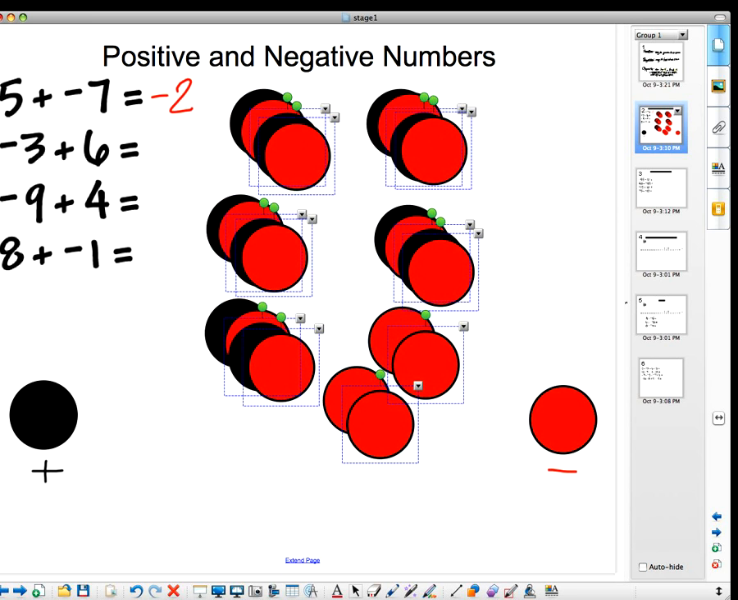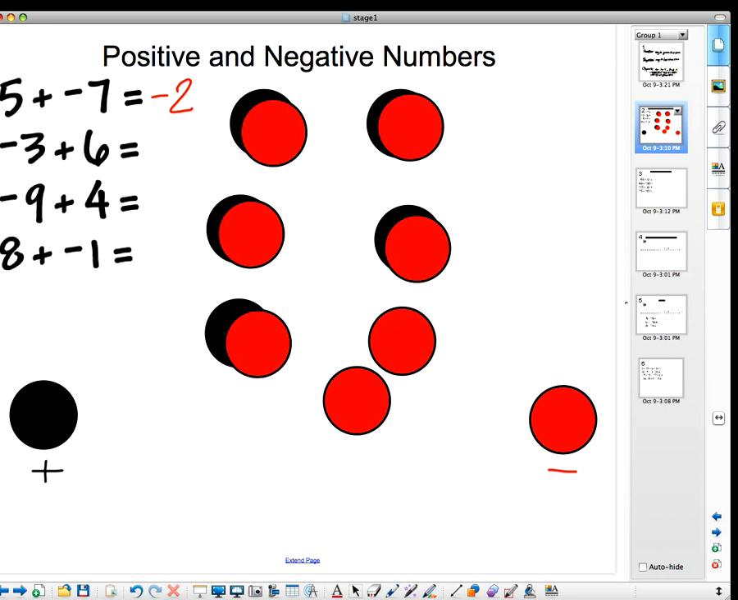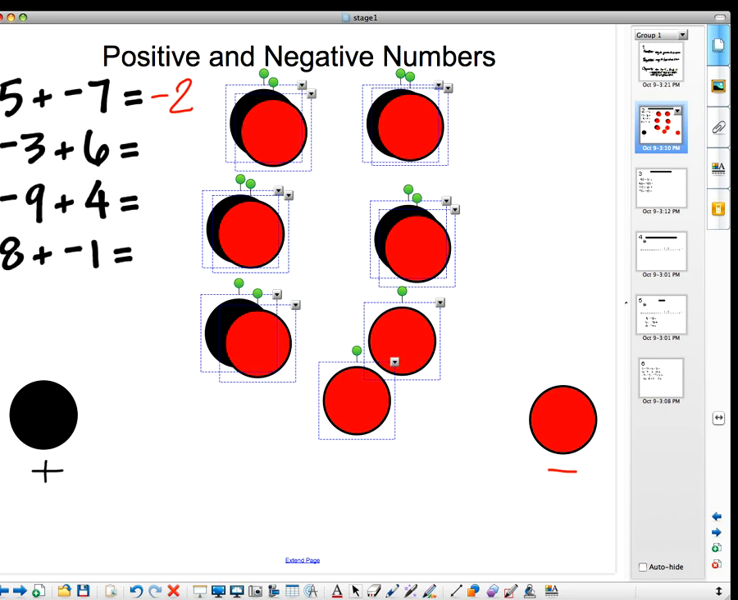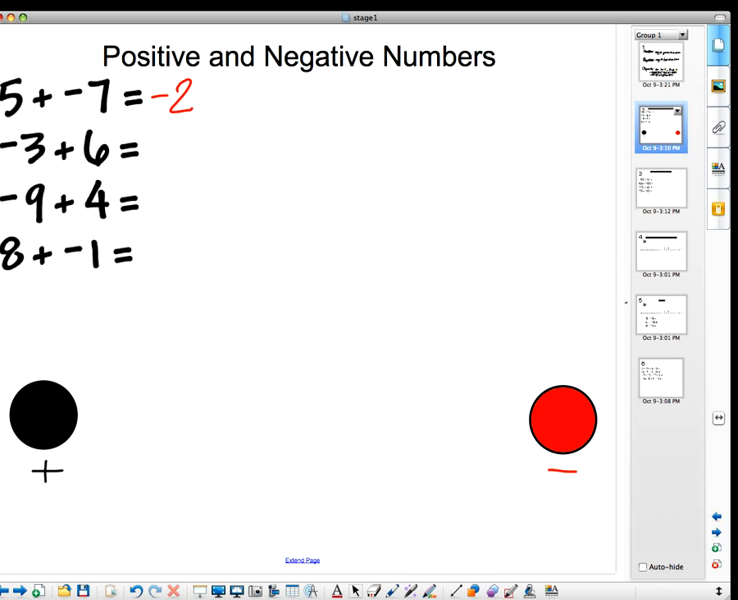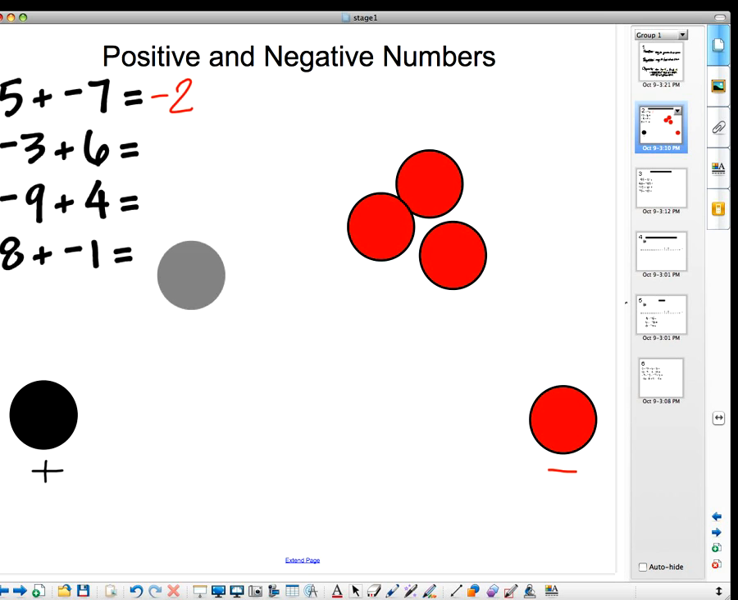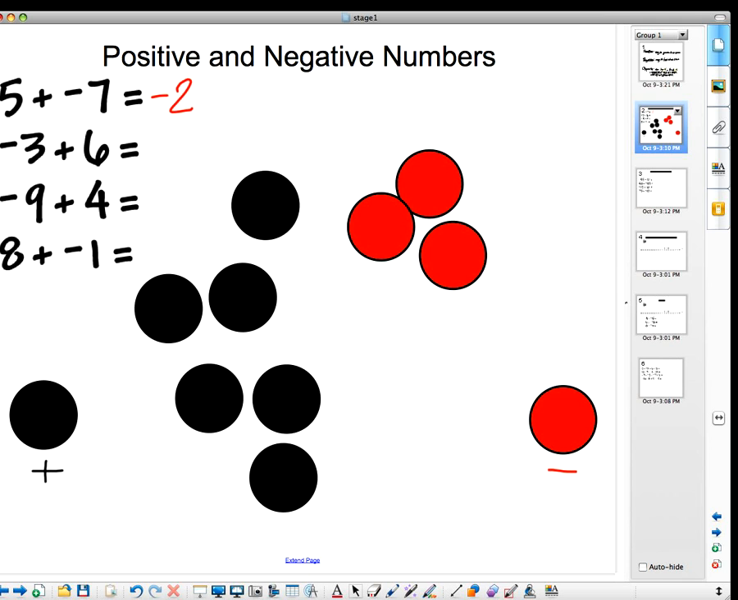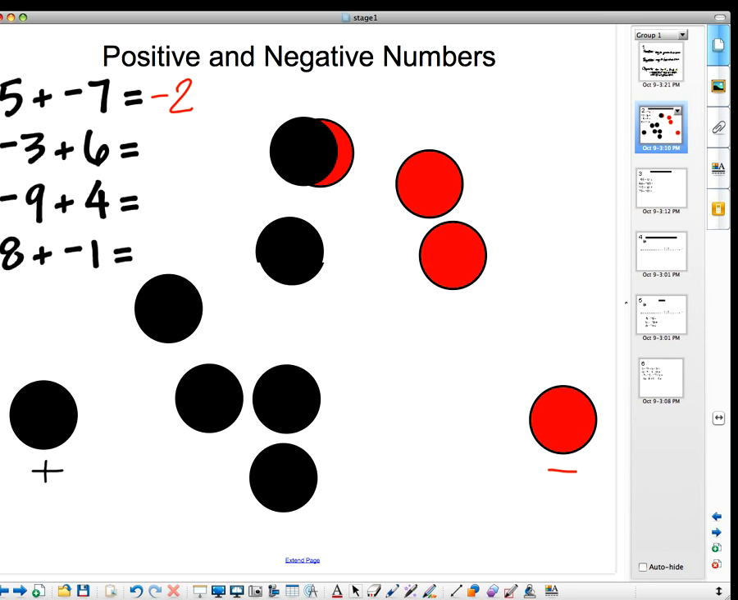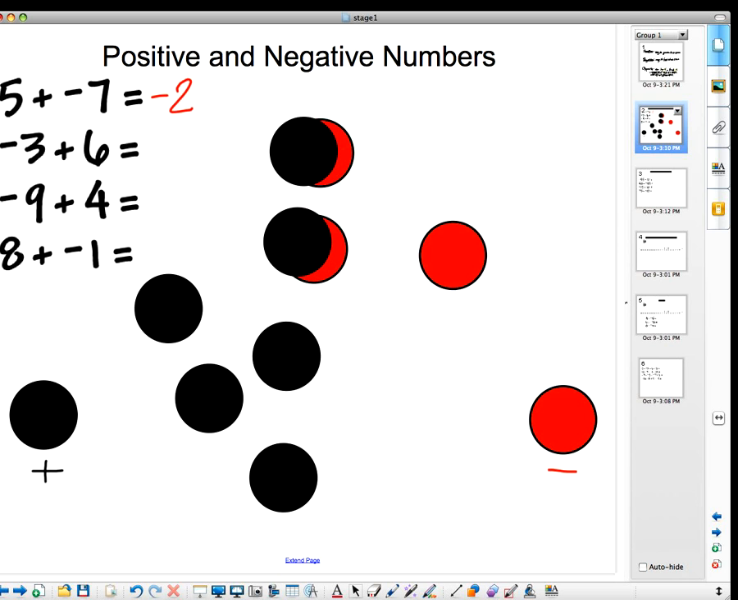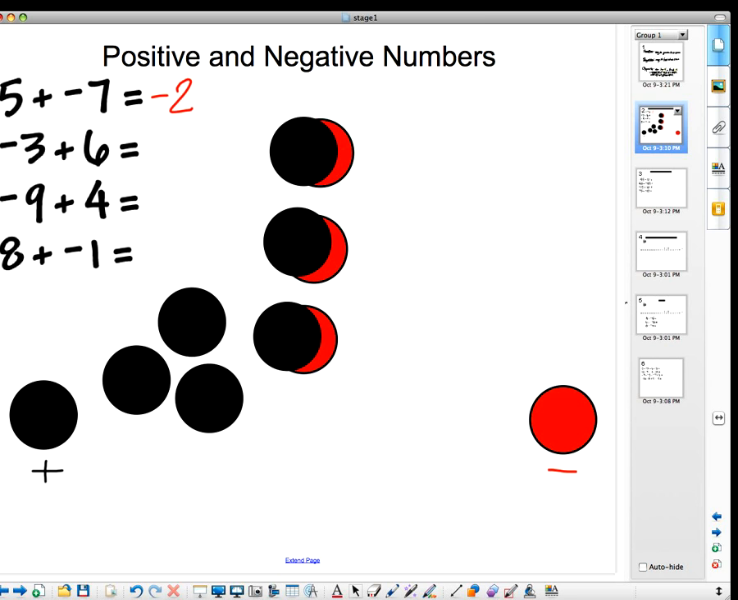So, the next example is negative 3 plus positive 6. Again, I'm going to pair my positive and negatives as much as I can. And I'm going to figure out what do I have that's left over here. I have 1, 2, 3 positive chips, so my answer must be positive 3.